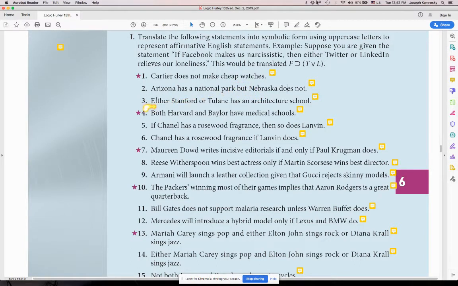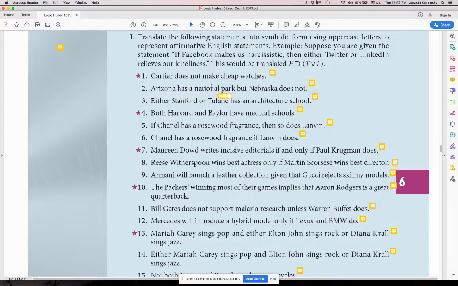Let's look at 3. We have, either Stanford or Tulane has an architecture school. There are trigger words that stand out: either, or. Number 4, both and. So it turns out this word and, this word or, they're going to be very key words, this word but. And they're going to have a certain symbol attached to them. And we'll see that those symbols mean that they're logical operators. And then what they're doing is separating two statements.